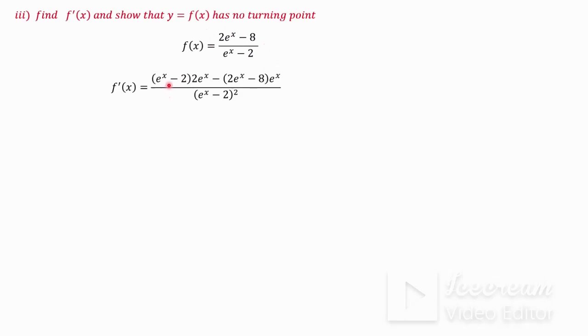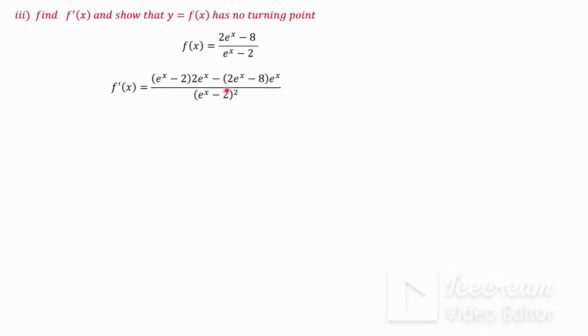So we have v u prime, where v is the denominator and u prime is the derivative of the numerator. If you differentiate the numerator, we obtain 2 exponential of x, minus u, which is the numerator, 2 exponential of x minus 8, times v prime, which is the derivative of the denominator, exponential of x, divided by v squared, where v is exponential of x minus 2, squared. This is the quotient rule.